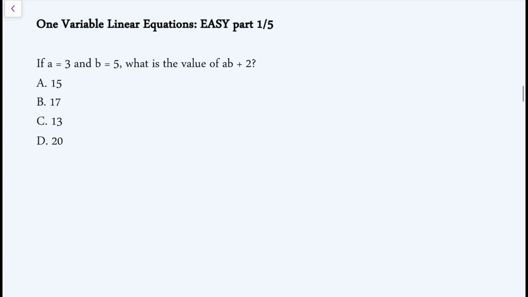If a is equal to 3 and b is equal to 5, what is the value of ab plus 2? This is a simple case. All we have to do here is just plug in whatever a is and what b is. Think of these as placeholders, right? ab plus 2. We have a placeholder for a multiplied by some other placeholder and then add 2 to that. And the placeholders hold the values 3 times 5. So 3 times 5, 15, plus 2 is 17.